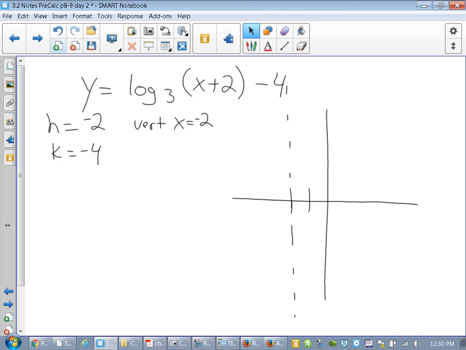So now we have to make the scenarios work. I want to make log base 3 of 1 equal 0, and I want to make log base 3 of 3 equal 1. Well, how do I make this work? What would x have to be to make that into a 1? -1, very good.